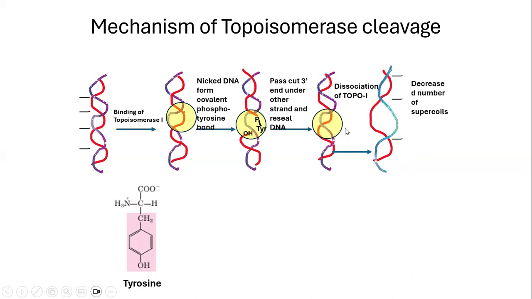and the energy released during this process is locked up during the formation of the previously formed phosphodiester bond in the backbone. So this is the basic mechanism by which the enzyme topoisomerase works. And as you can see, at the end of the process, the number of supercoils will decrease to 3 from 4 supercoils.